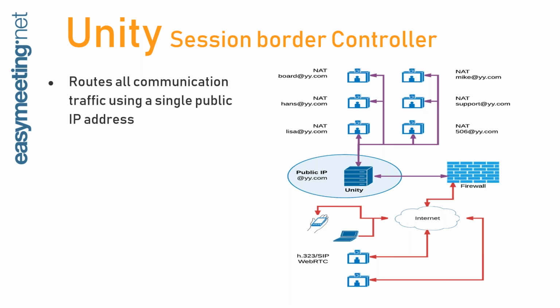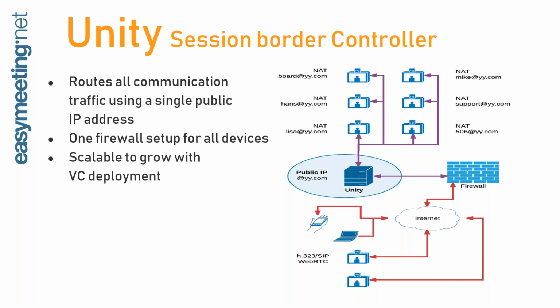One other quick service I want to mention before I hand it back over to Kyle is our Unity Session Border Controller. You all know that when you install video conferencing hardware, we need to assign a public IP address to that particular codec. Rather than having individual IP addresses for every codec, we can have a single IP address for our border controller and route all that traffic through Unity. This also means that you have one firewall set up for all your devices, rather than needing to go through that exercise for each and every codec.